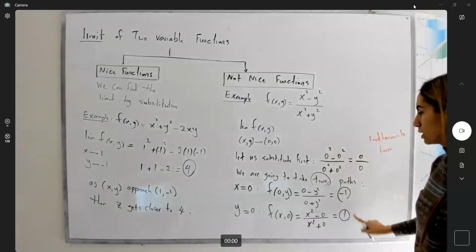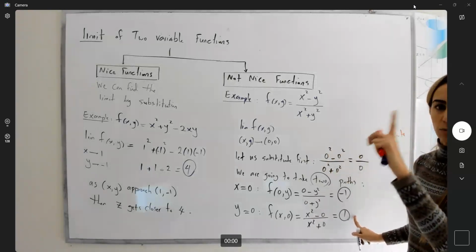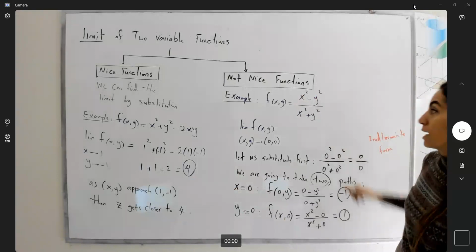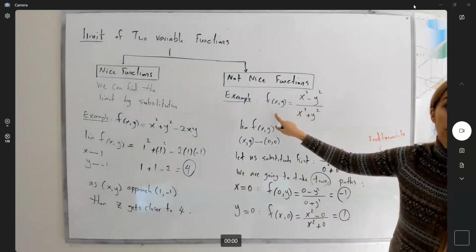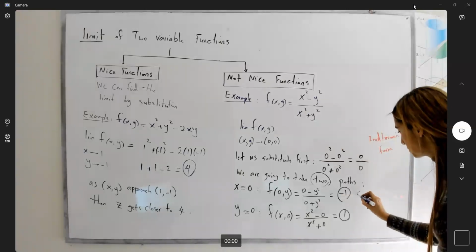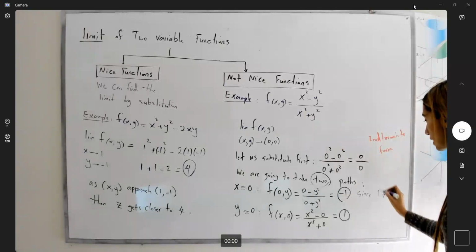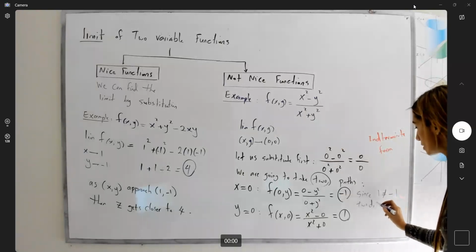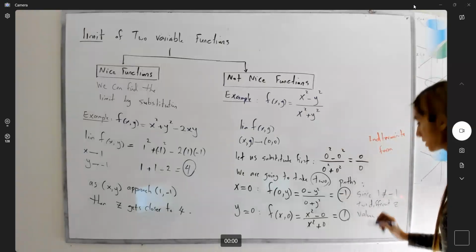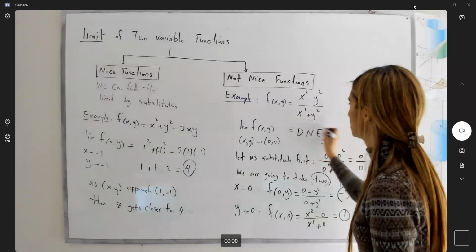Here, we've got two different z values. The limit must be unique. The limit must be just exactly one number. When you have two different numbers, it means that the limit of this guy around the origin doesn't exist. So here you're going to write down, since 1 is not the same as negative 1, it means that I get two different z values. What's the meaning of that? It means that the limit does not exist.